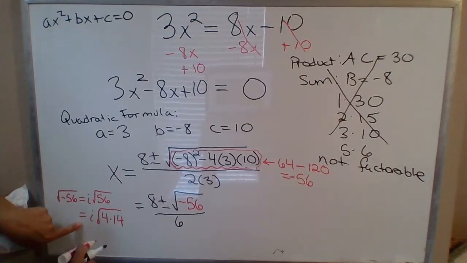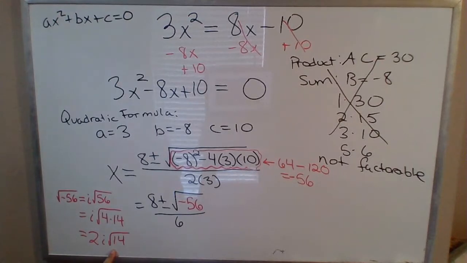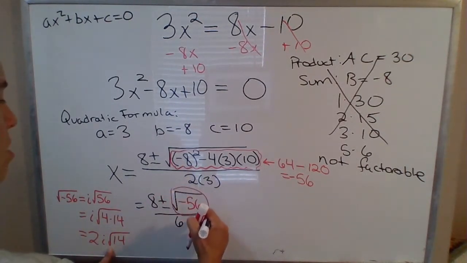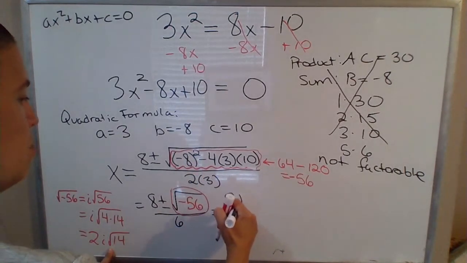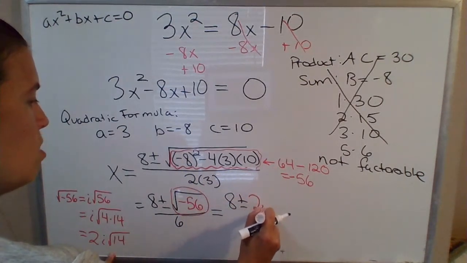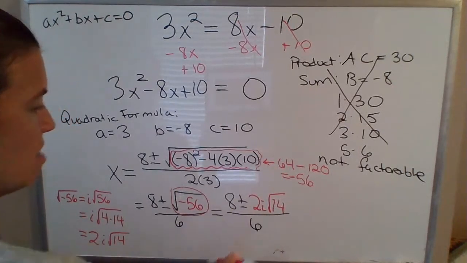And we could take the square root of 4, that's 2. Now with 14, so that factors as 7 times 2, which 7 and 2 are both prime. Neither of those factors is a perfect square. So there are no more perfect square factors that I can divide out of this 14 here. So this is the simplified form for this radical expression right here. So this is equal to 8 plus or minus, instead of the square root of negative 56, we'll write this as 2i square root of 14, all divided by 6.